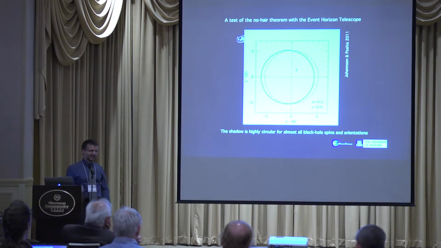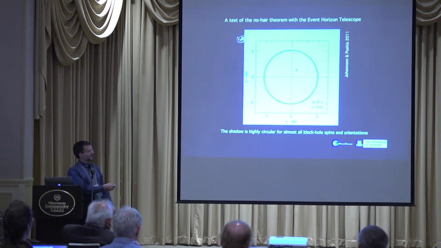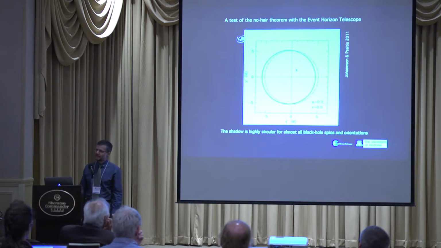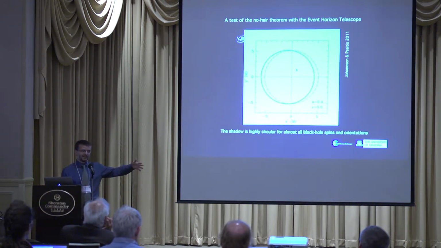And that turns out to be an unexpected coincidence. The effect of the quadrupole, which is to make the shadow oblate, is completely canceled out by the effect of frame dragging that pushes one side of the shadow against the other. And you end up with something that effectively doesn't care about the spin of the black hole or the orientation.